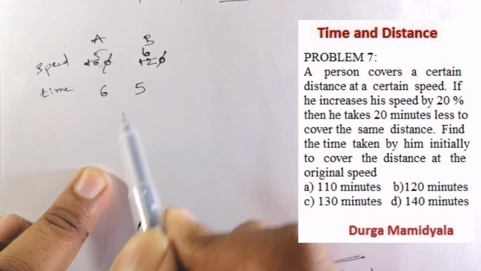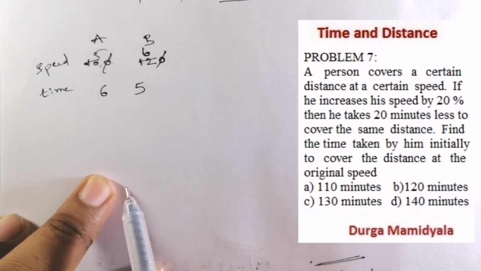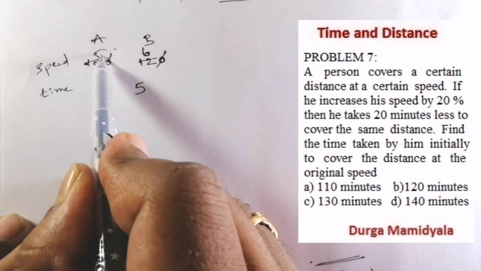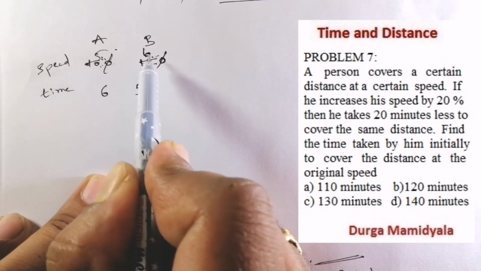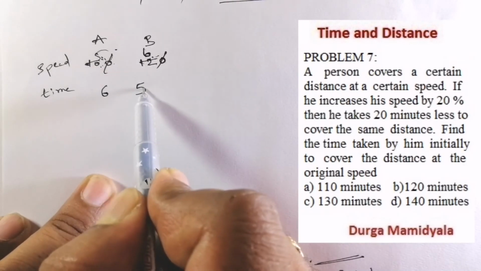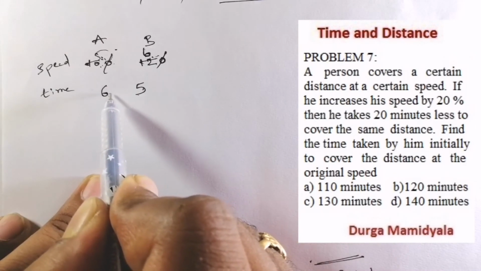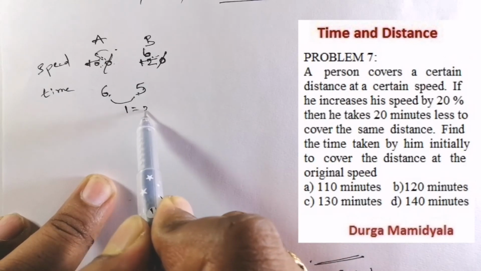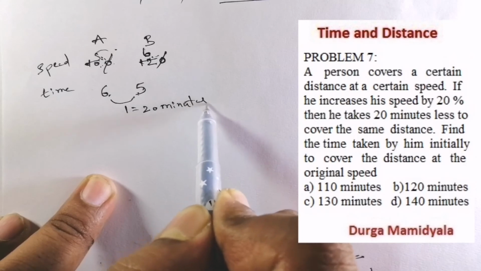Now in the question it is given that if he increases his speed by 20%, then he takes 20 minutes less to cover the same distance. So if he increases the speed by 20%, he has taken 20 minutes less. So 20 minutes less, here if you compare, what is the difference? 1 unit. So 1 unit is equal to 20 minutes.